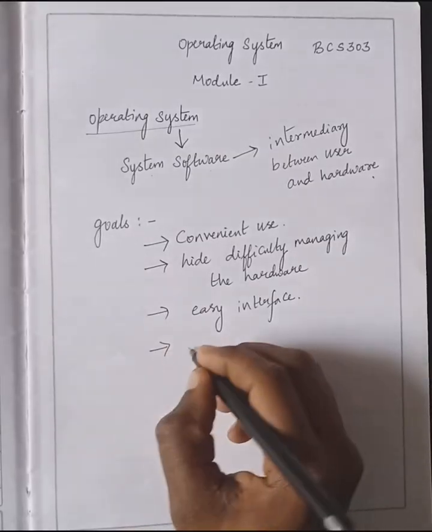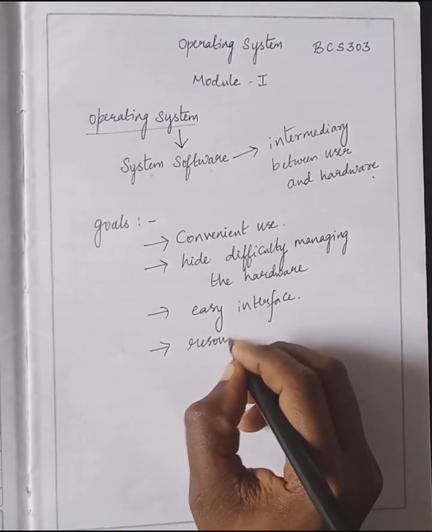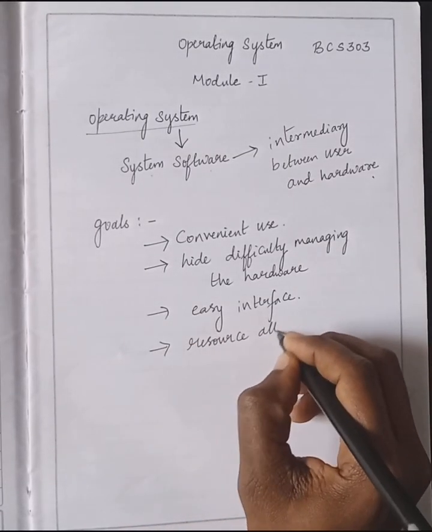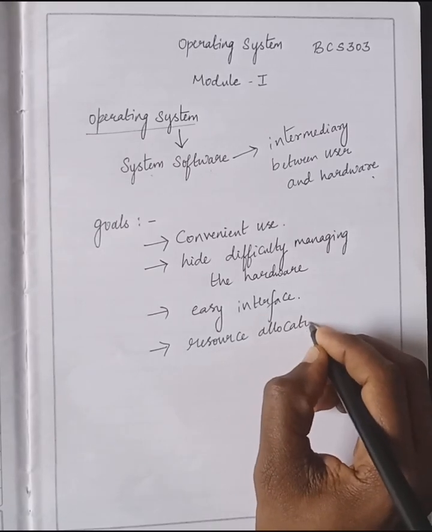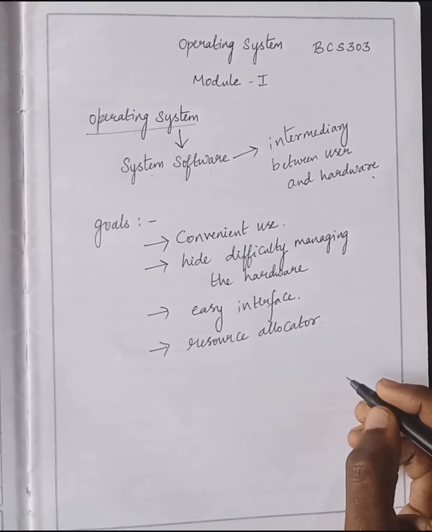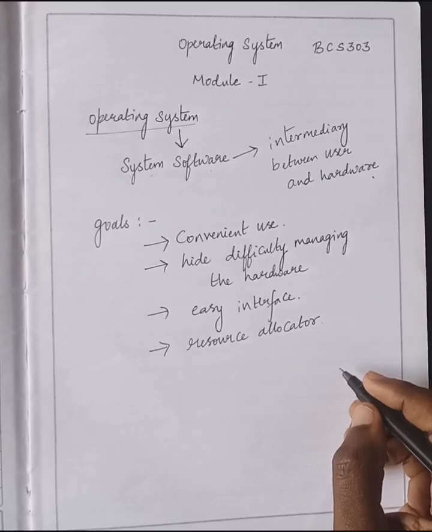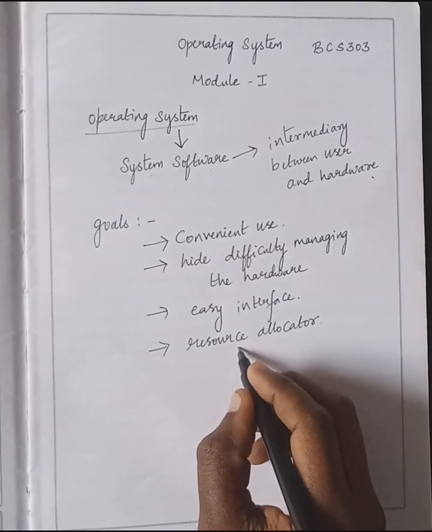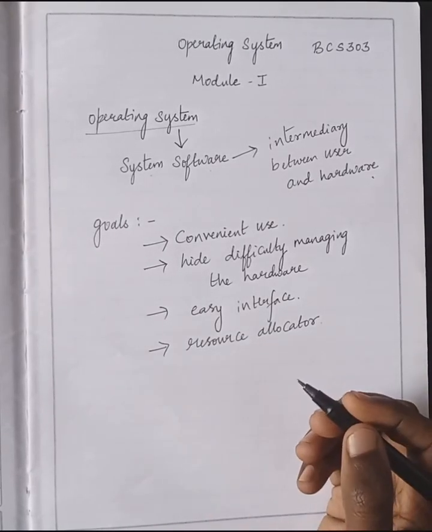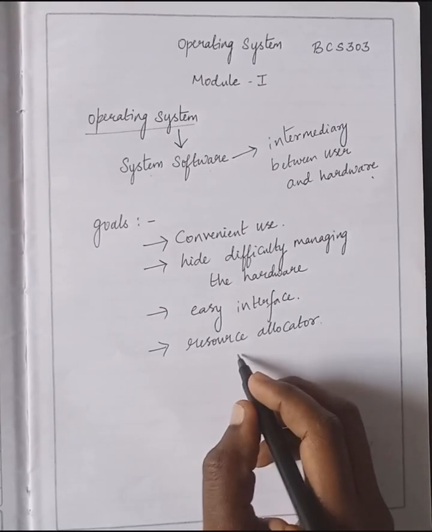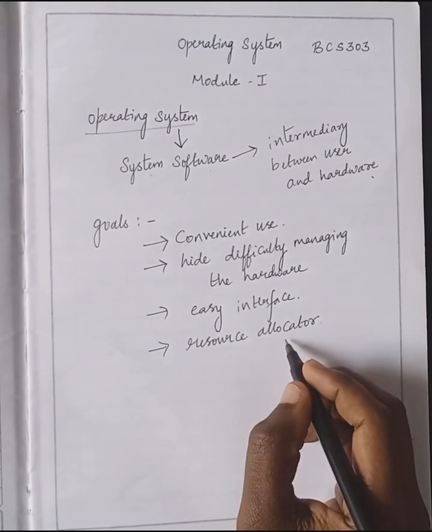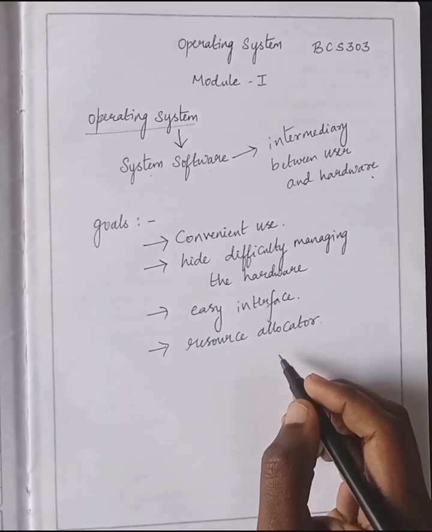The next one is the resource allocator. Resource means it's not only the hardware, it can be many things: hardware, files, input output devices, any type of resources. The operating system allows us to maintain and manage the resources, so you can tell in a single word, it's a resource allocator. These are the main goals of the operating system.